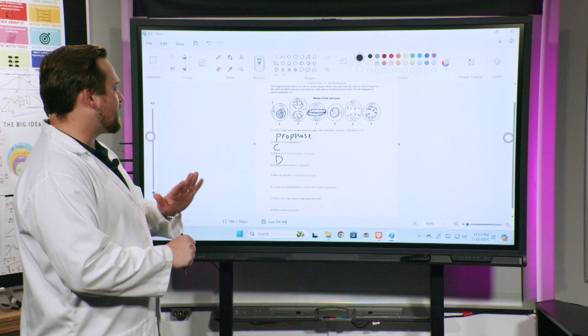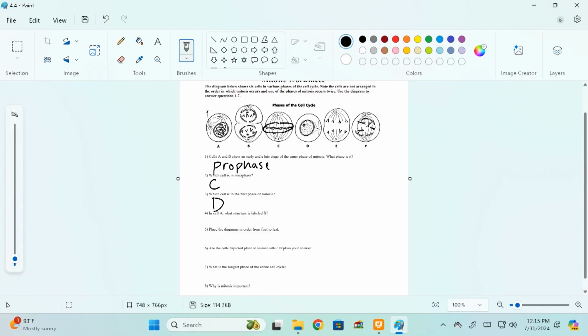Okay, 4 says, in cell A, what structure is labeled X? Well, that is the centriole.